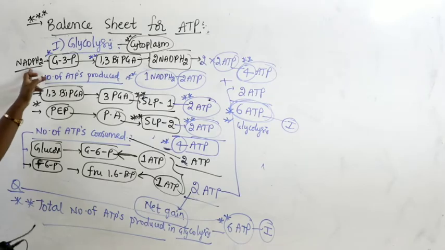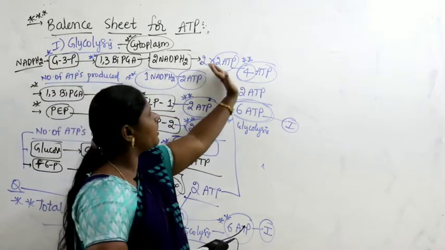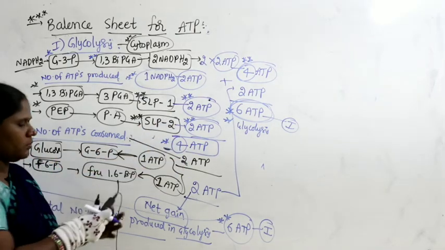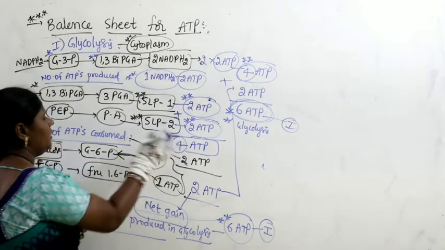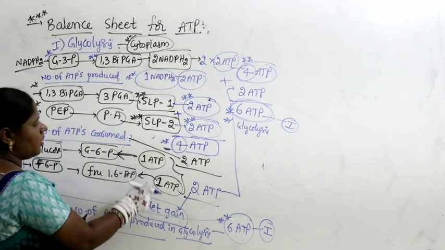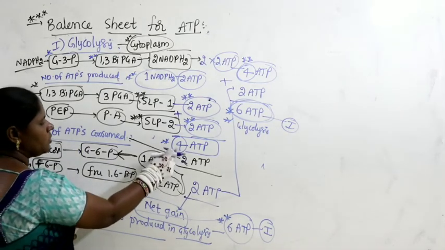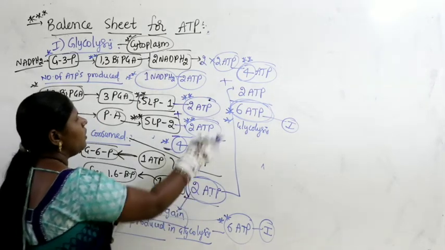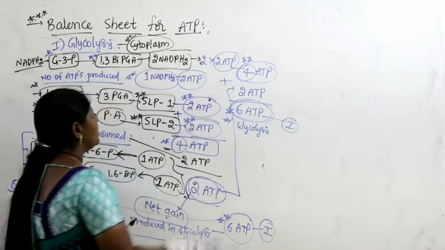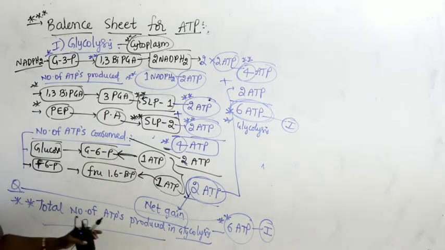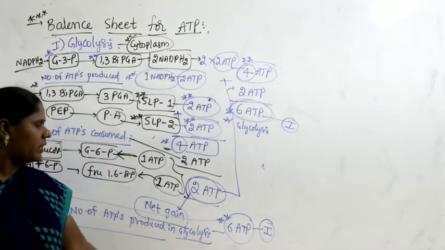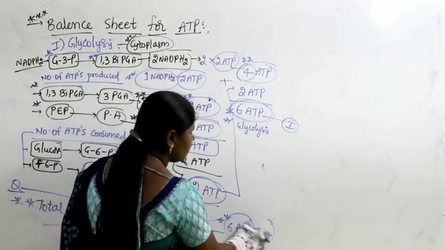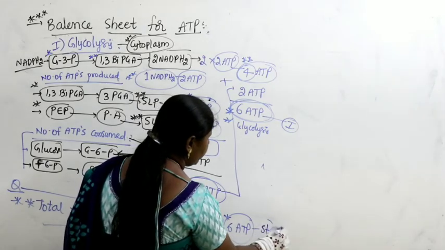So this is NADPH2, we got 4 ATP kept aside. The number of ATPs produced is 2 plus 2, 4. So we are adding produced as 4. Then number of ATPs consumed is 2, 1 plus 1, 2. 4 minus 2 is 2, 2 is the net gain. So 2 ATPs are produced. So 4 plus 2 will be 6. So altogether total number of ATPs produced in glycolysis will be 6 ATP. That is step number 1. Okay. So let us write step number 1.